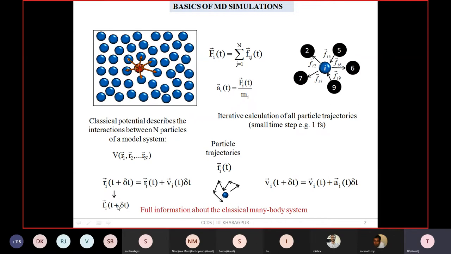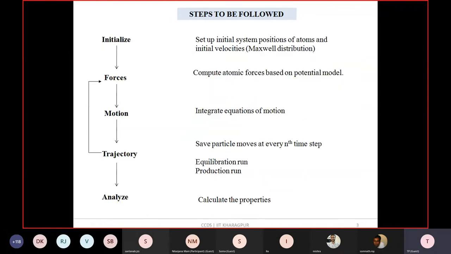So MD is one of the ways in which we can get the full information about classical many body systems. And that's why we will use this in order to get the time dependent trajectory, in order to understand and analyze their structure and their motions in the system.